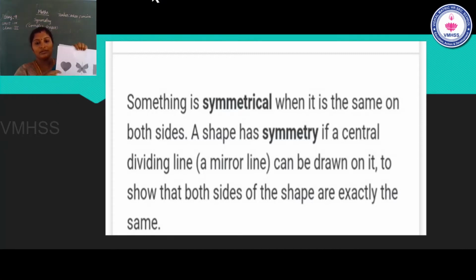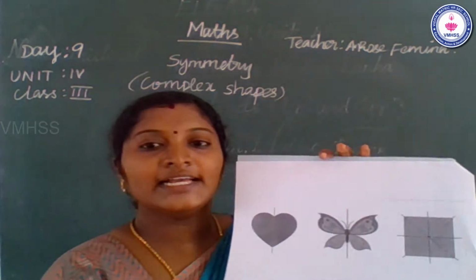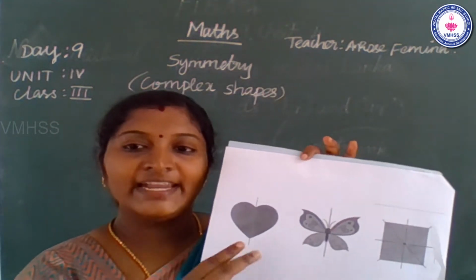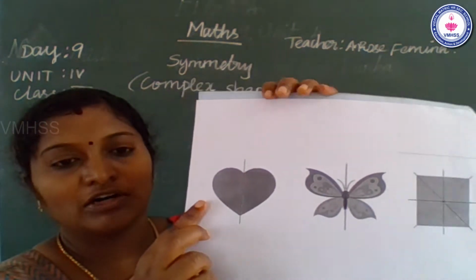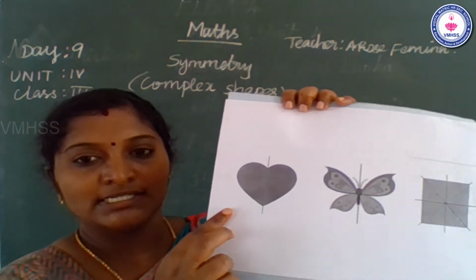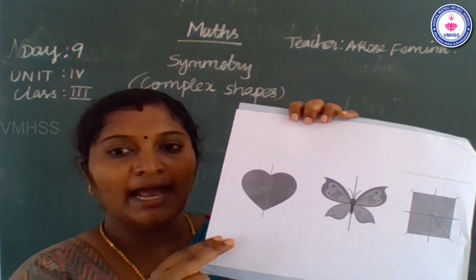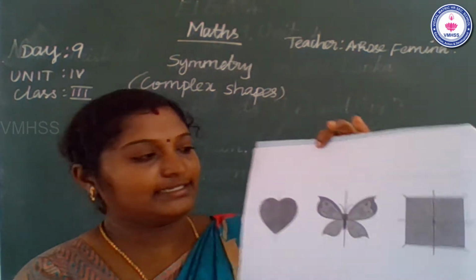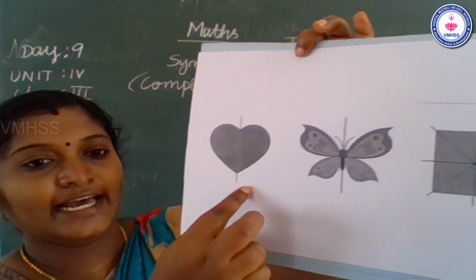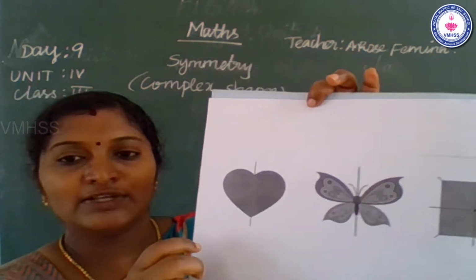Children, listen. So, what is meant by symmetry? Symmetrical when it is the same on both sides. So, first picture is a heart. Both sides are the same. A shape has symmetry if a central dividing line, this is a dividing line, a mirror line.